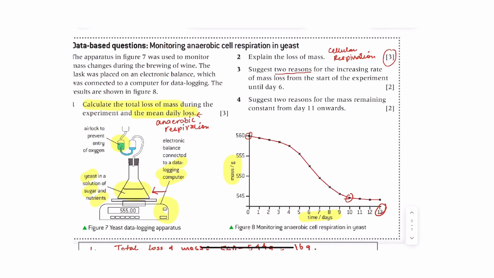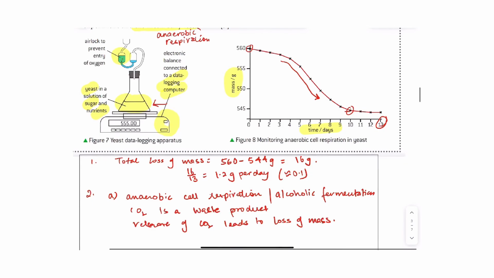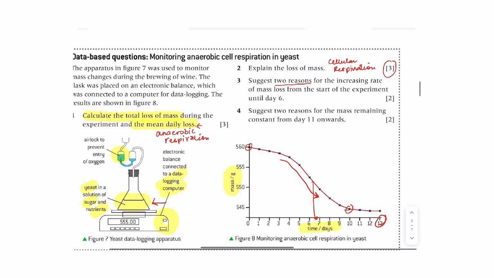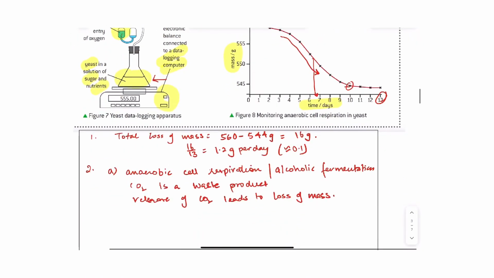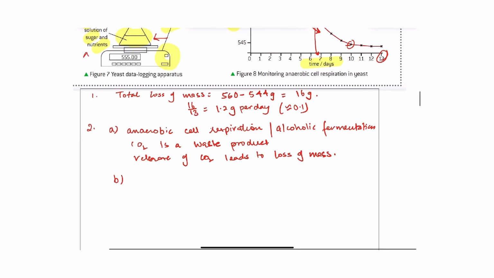Next question, 2 reasons for the increasing rate. So from here to here you see the increasing rate of loss of mass from the start until day 6. Until here, day 6 to 7, you can see increasing rate. So what is the reason? They're asking for 2 reasons. So nutrients are there. It is yeast, sugar solution. So definitely there's a population growth of yeast.